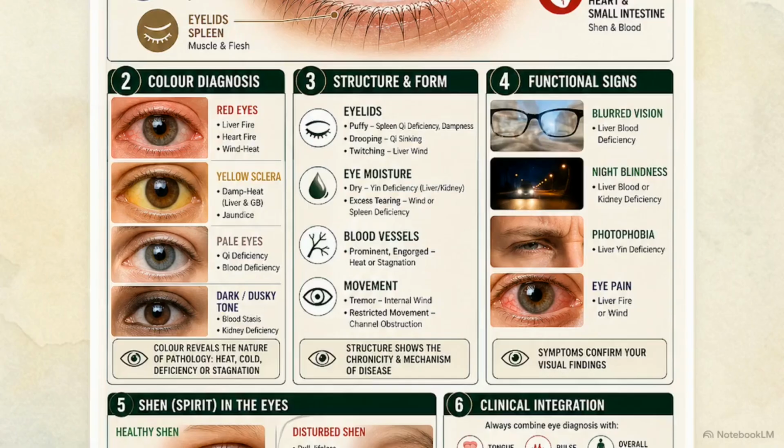Step 2 is reading color changes. Red eyes signal liver or heart fire, while a yellow sclera indicates damp heat. Pale eyes reveal blood or Qi deficiency, and a dark tone points to blood stasis or kidney deficiency.